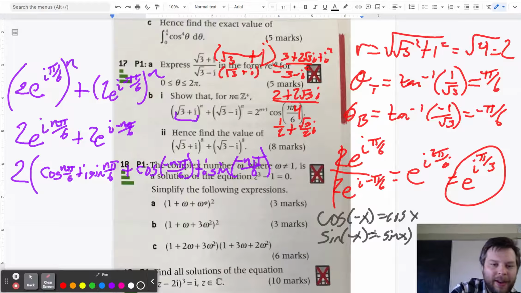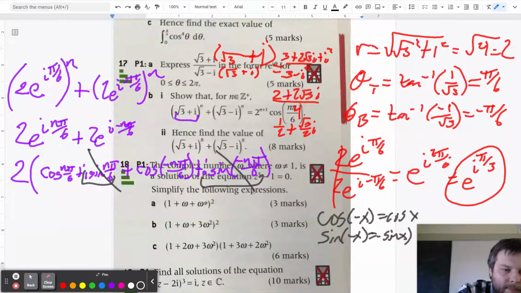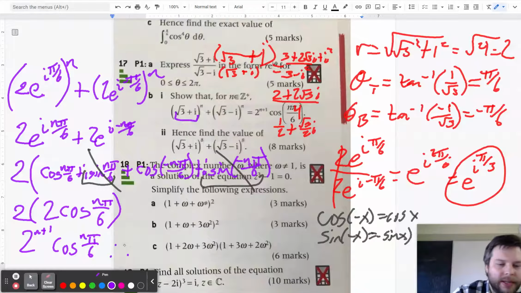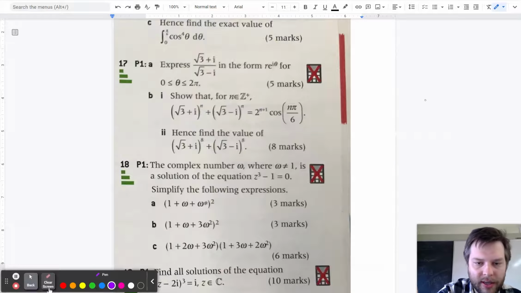And so what ends up happening is this sine cancels with this sine, but the two cosines are identical, and that's why we get the 2 to the n plus 1. So we have 2 times 2 cosine of n pi over 6, and that becomes 2 to the n plus 1 cosine of n pi over 6, which is as requested. And so now it was a show that, so we can delete everything, and now we're just plugging in 8 as our n value, and that should be pretty straightforward.